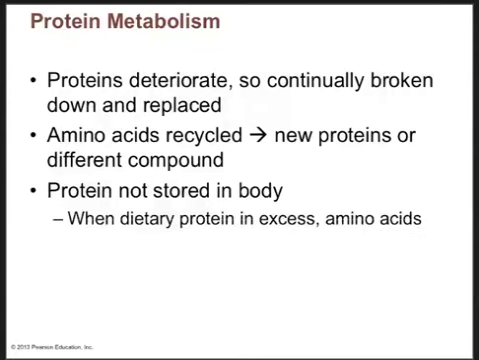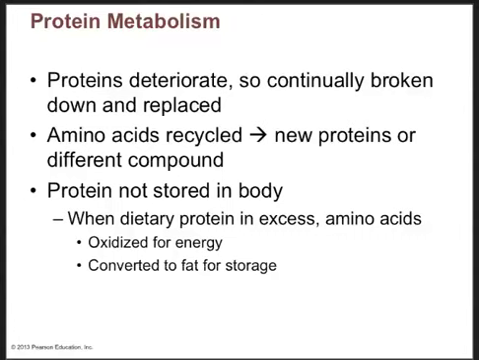When dietary protein is taken in excess, amino acids end up being oxidized for energy and converted to fat for storage. Now you might ask, well, how can this happen? Well, amino acids, by definition, have an amino group and an acid group on a carbon skeleton, and then they have a side chain that will vary in composition depending on the amino acid that we're referring to. When we oxidize amino acids, one of the things that we do is we remove the amino group and convert it into a keto group, and I'll illustrate how that works in just a minute.